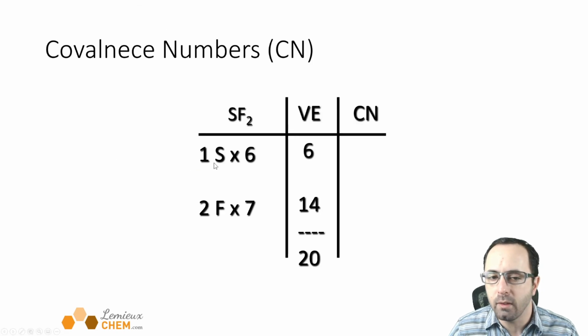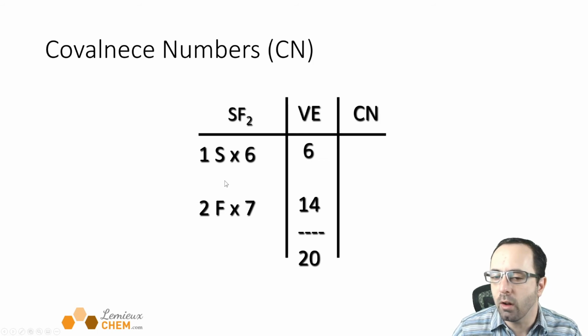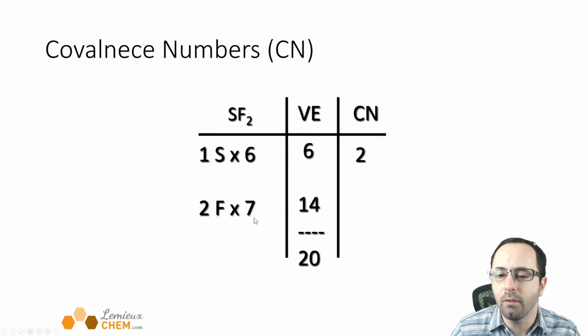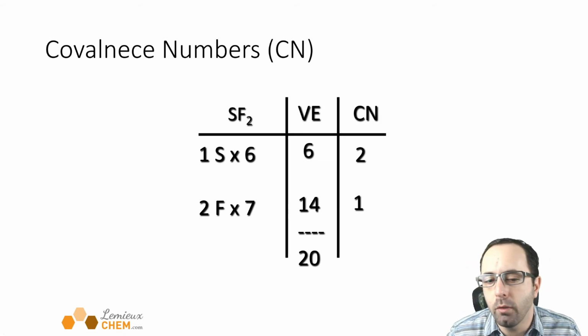So let's now assign covalence numbers for sulfur and fluorine. Sulfur is in group 6. It would need 2 more electrons to have 8, so its covalence number is going to be 2. Now fluorine is group 7, so each fluorine atom has 7 valence electrons, so each fluorine atom will need one more to have 8. So each fluorine atom is going to want to make one bond. So now we have our covalence numbers.